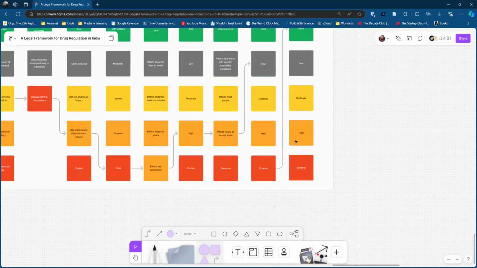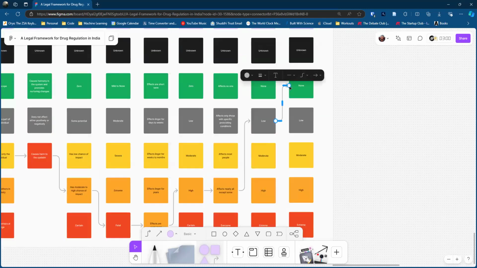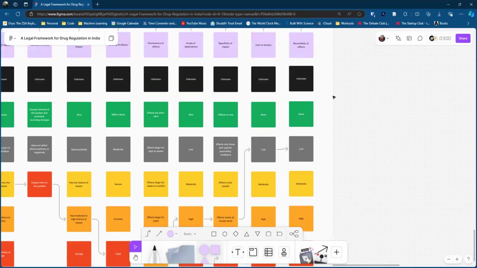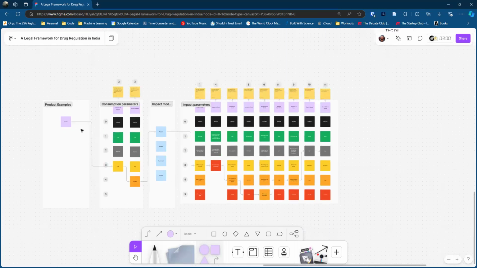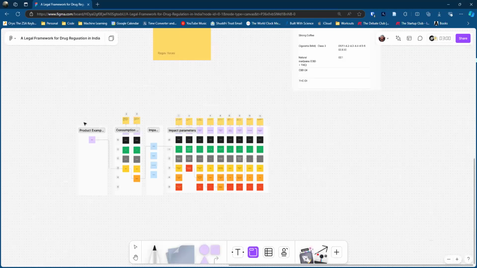Reversibility of effects is, I think, kind of low, right? Low, yeah. So now, based on whatever we've added right now, this should give us a certain sense of how you would look at this pathway. I would call this an example of a certain pathway.